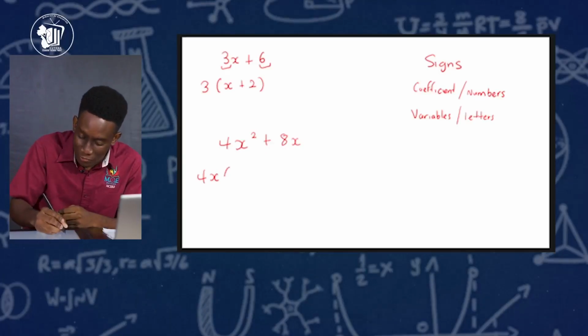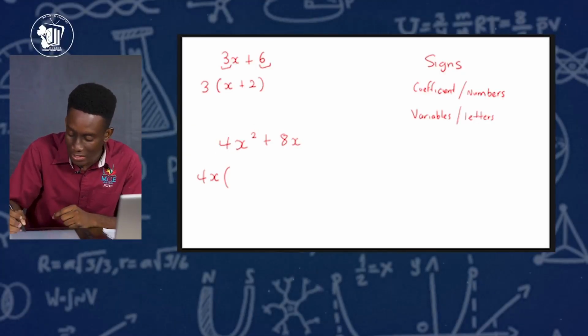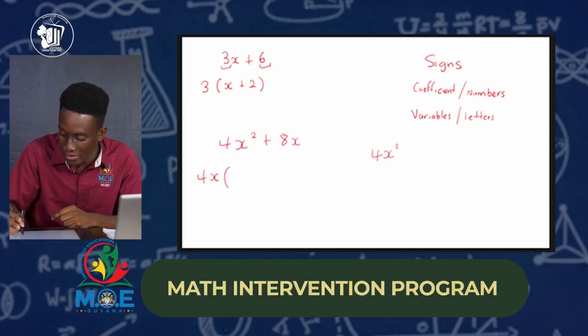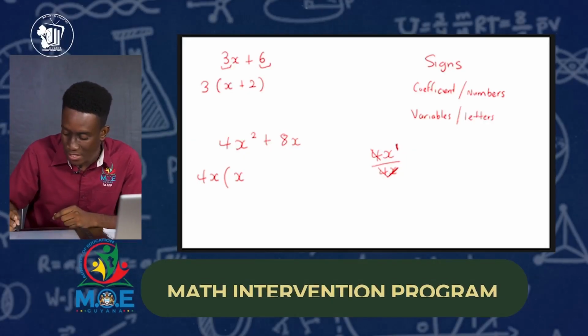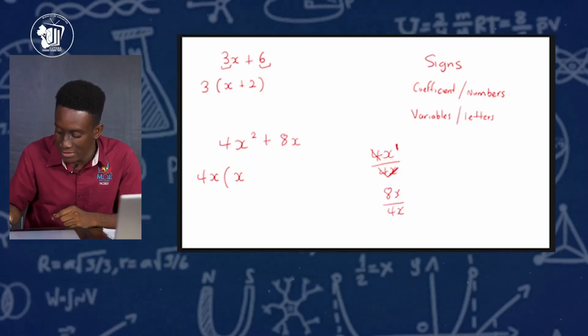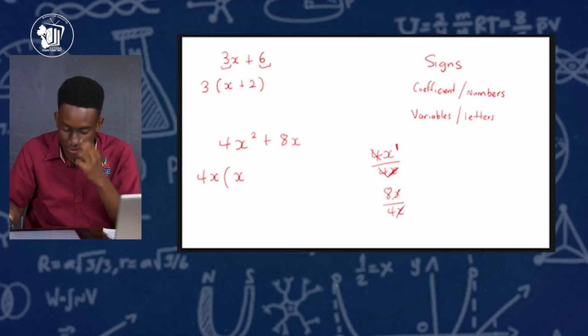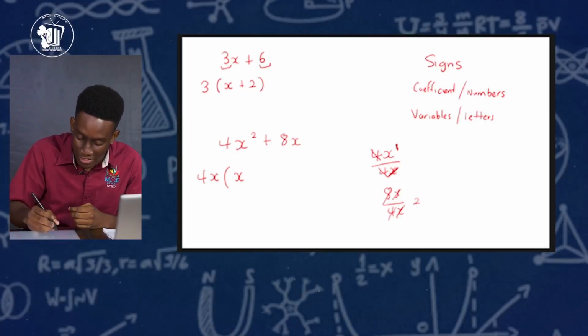So you put in that 4x outside the bracket and then we factor out now the 4x from the 4x squared. That will give you 4x squared divided by 4x. The 4 will cancel out with 4. And one of this x will cancel out with one of this x. So we're left with x. Then we have 8x divided by 4x. The x will cancel out with the x. 8 divided by 4 would give you 2. So we're left with x plus 2.